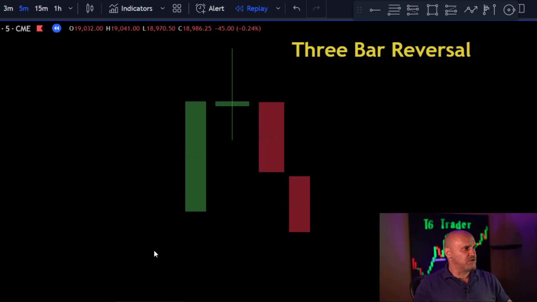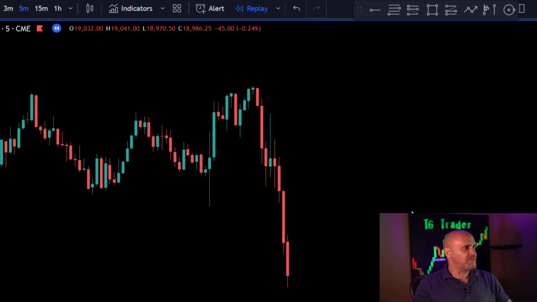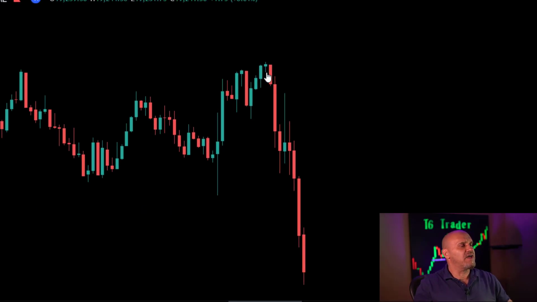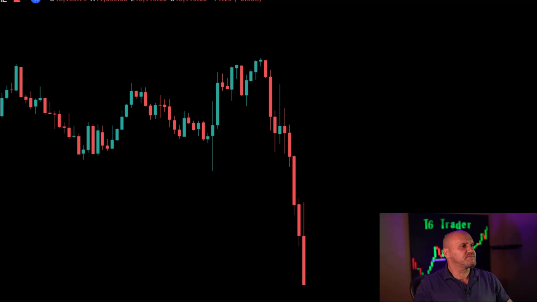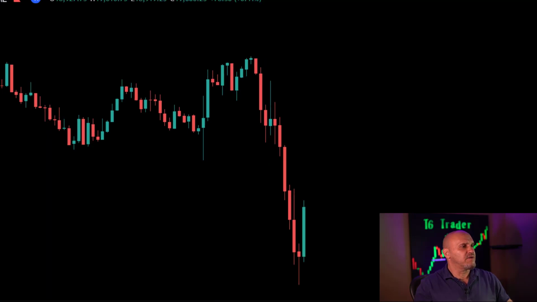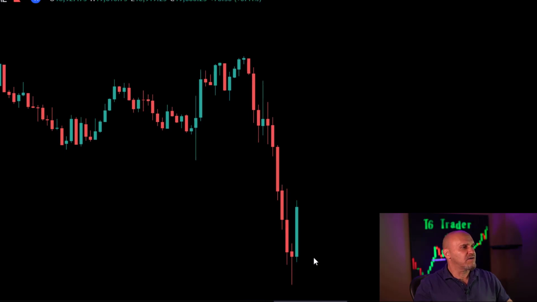So let's go over and take a look at an example in action. So here we are. We have a 3-bar reversal up here, and then it came down. It's coming down very strong, and let me hit the play button here. And then it comes down, creates this pin bar here. This is our second bar in the 3-bar formation.